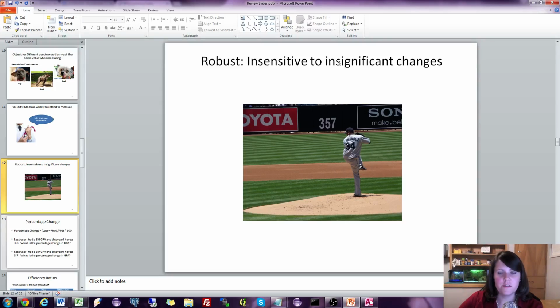Okay, and then we want to make sure that the measurements are insensitive to insignificant changes. So we use the example of, regardless of the distance of the pitcher's mound from home base or the height of it, we're still going to calculate the pitcher's stats in the same way.